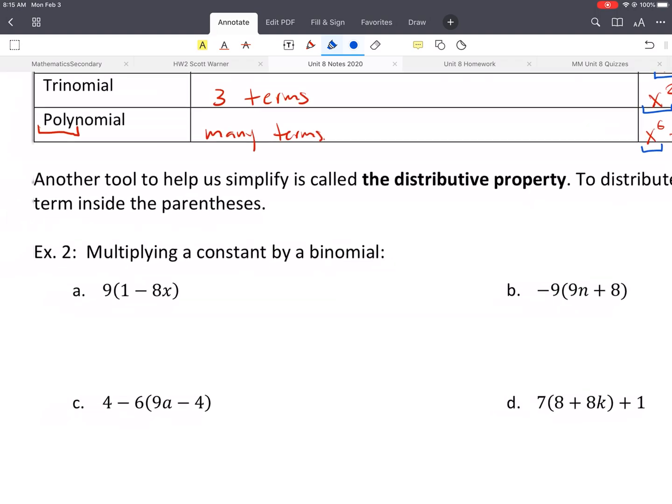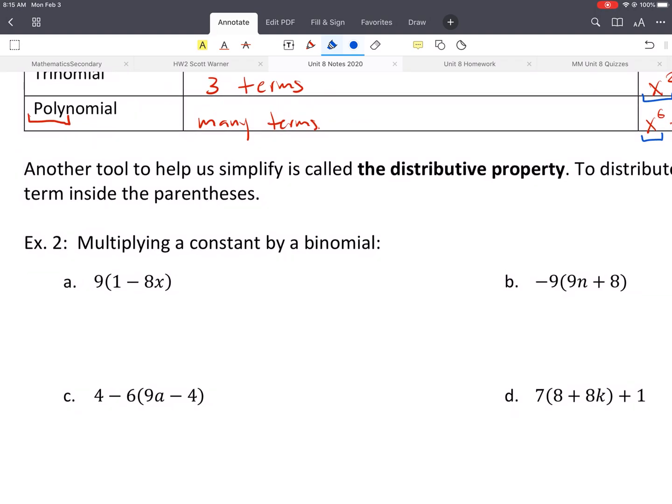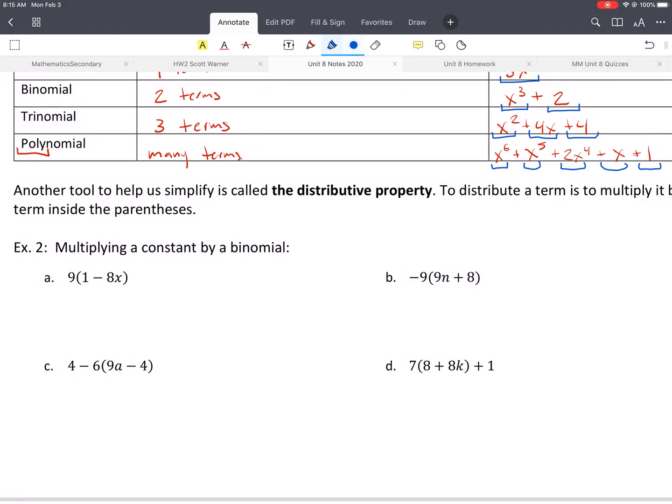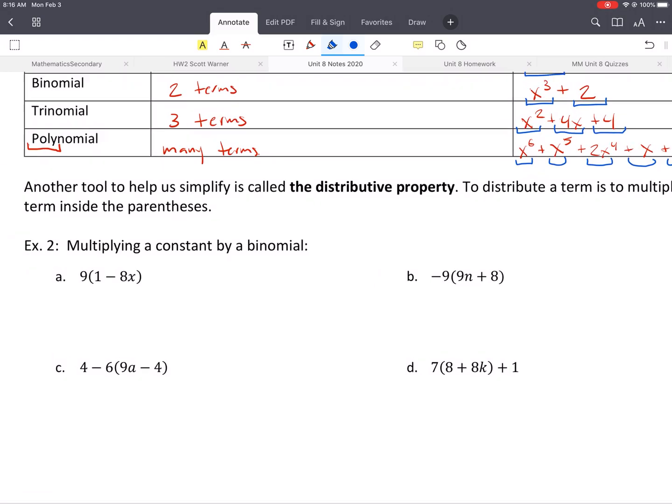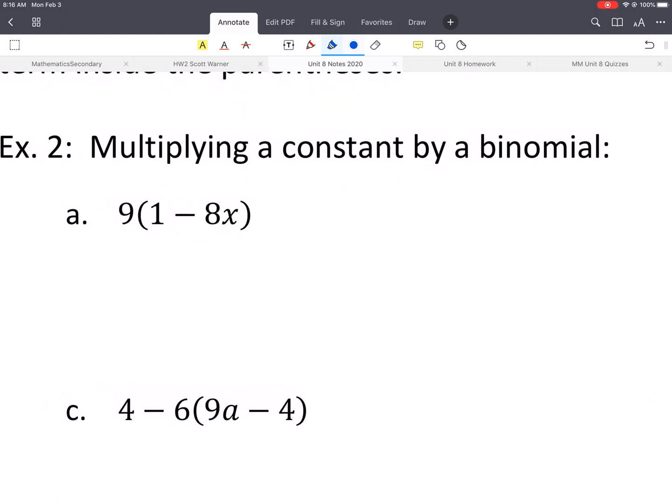All right? Another tool to help us simplify is called the distributive property. To distribute a term is to multiply it by every term inside its parenthesis. So here, the distributive property would be to multiply the 9 to the 1, and then the 9 to the negative 8x. So 9 times 1 is 9, and then 9 times negative 8 gives you negative 72x. And again, we should write highest exponents first, so negative 72x plus 9.